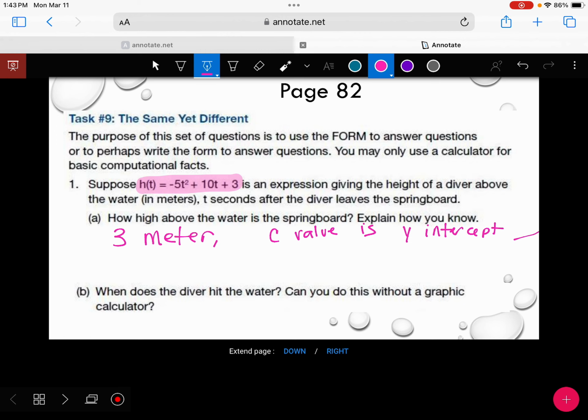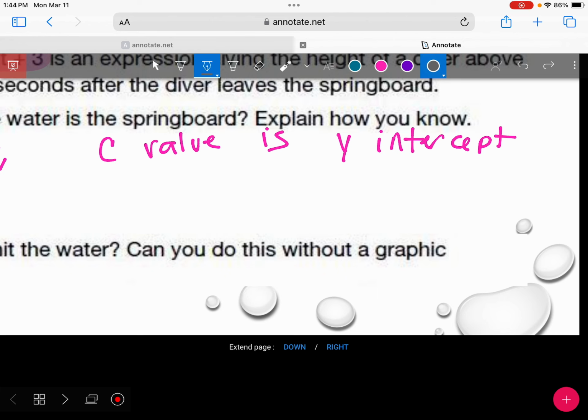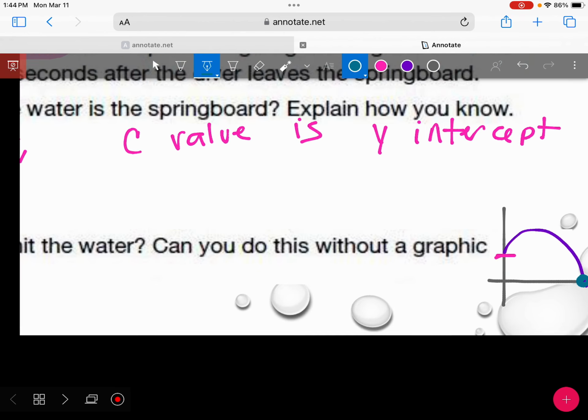When does the diver hit the water? So we're looking at part B here. How could we figure that out? Let's see, we've got our x-intercepts. Here's our splash. So how, not saying do it, saying how would we do it? How could we find x-intercepts?